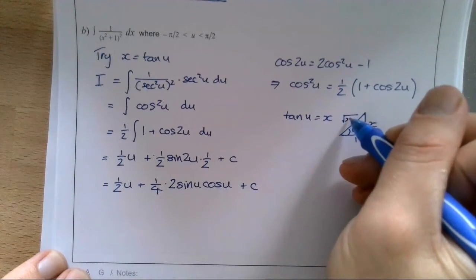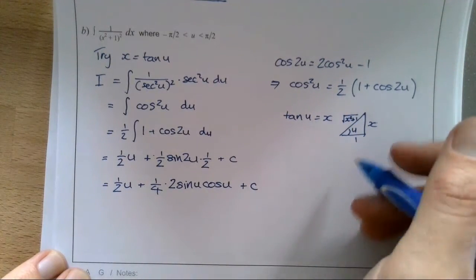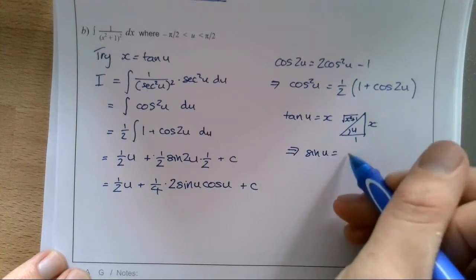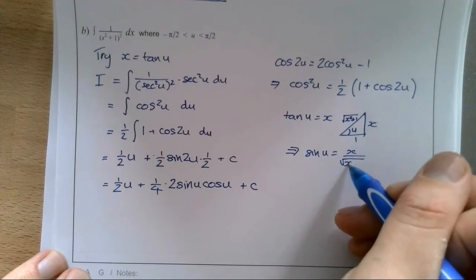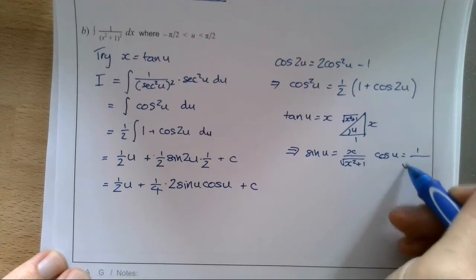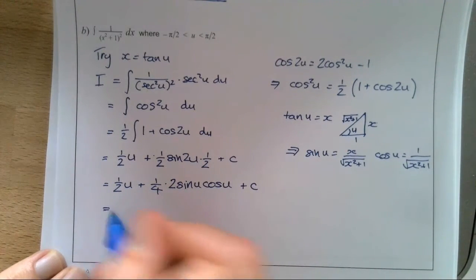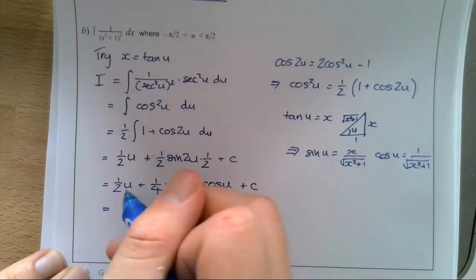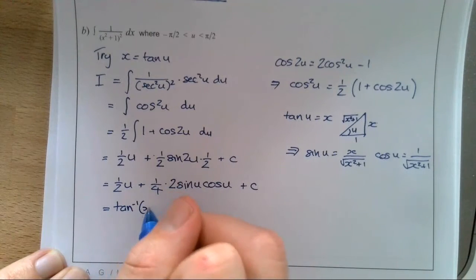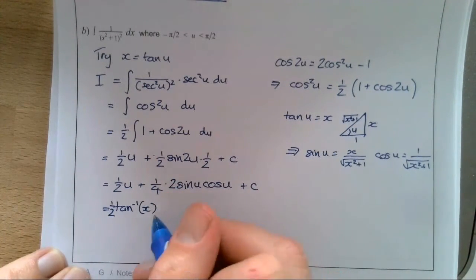Our hypotenuse is square root of x squared plus 1, which tells us that sine u equals x over root x squared plus 1, and cos u equals 1 over root x squared plus 1, like we've done before. So simplifying my answer here, u, just like in the first example we did, is tan inverse of x. So that's a half tan inverse of x for the first term.